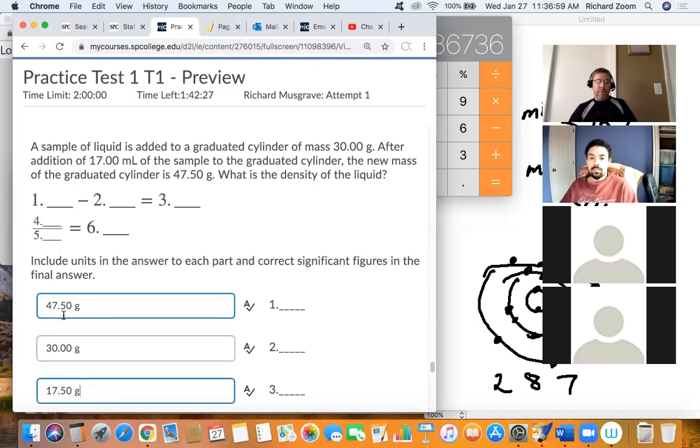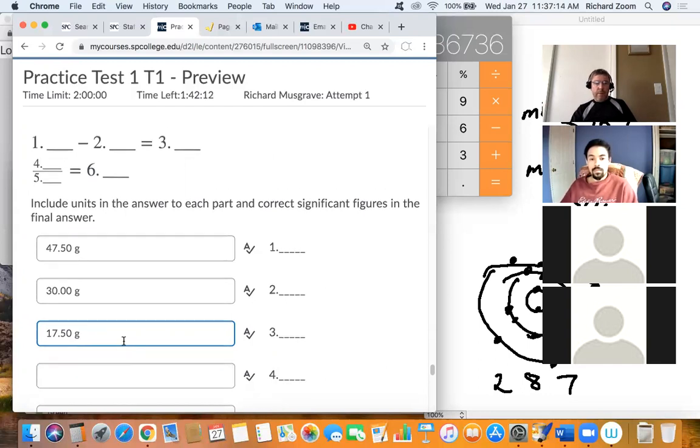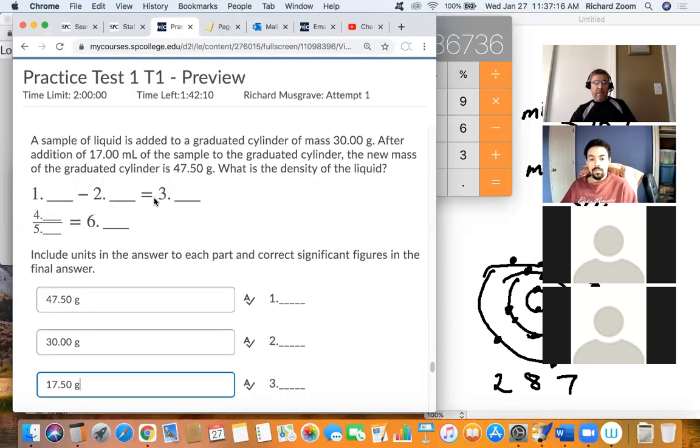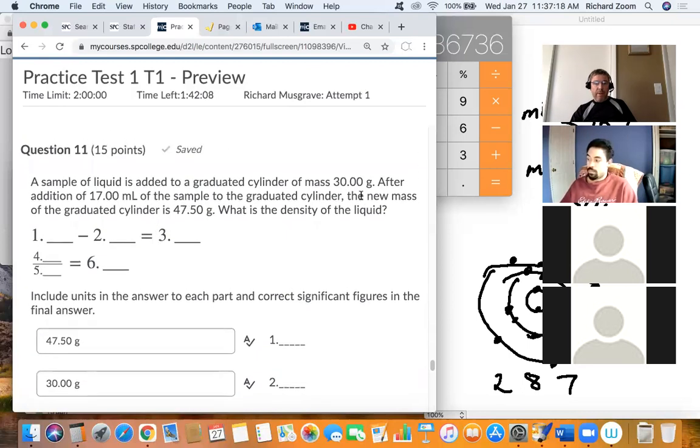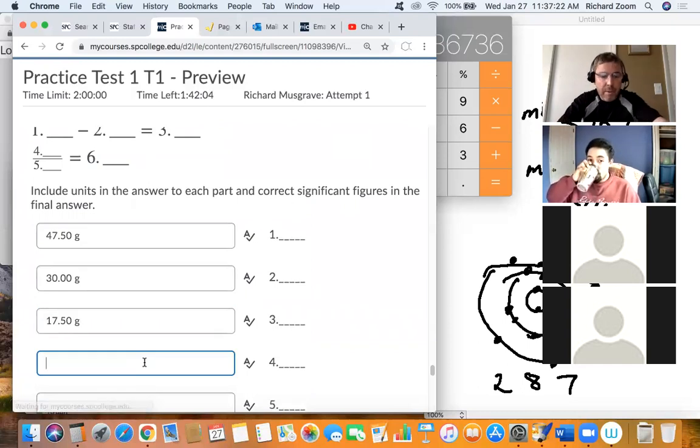This goes by the number of places past the decimal. We've got 2 places past the decimal, 2 places past the decimal. So the answer comes out to 2 places past the decimal. Isra, are you okay with this so far? Yeah. Okay. So number 4, that's going to be the mass that we just did, which is going to be 17.50 grams.